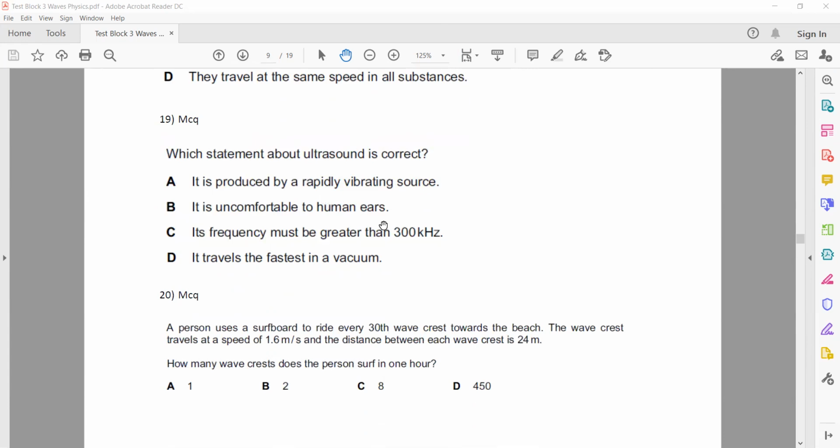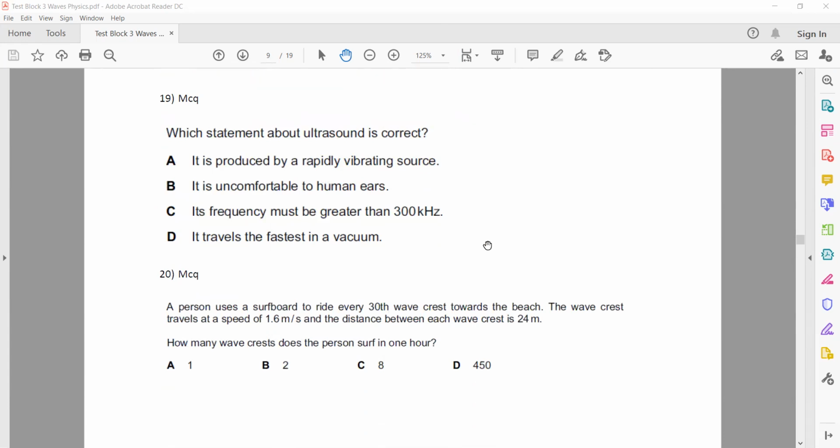Which statement about ultrasound is correct? Ultrasound means a sound produced by vibration whose frequency is higher than the audible range. So it is produced by a rapidly vibrating source, that's true. We are not able to detect it, so we cannot say it is uncomfortable to hear. Its frequency must be greater than 300 kilohertz? It should be greater than 20 kilohertz, not 300, because 20 hertz to 20,000 hertz, or 20 kilohertz, is audible. After that we call it ultrasound.